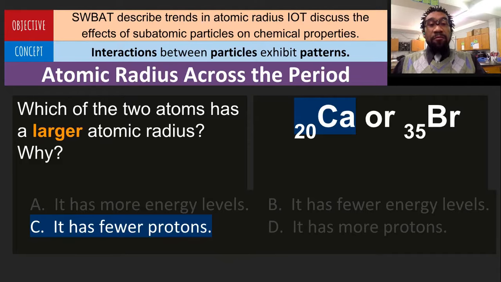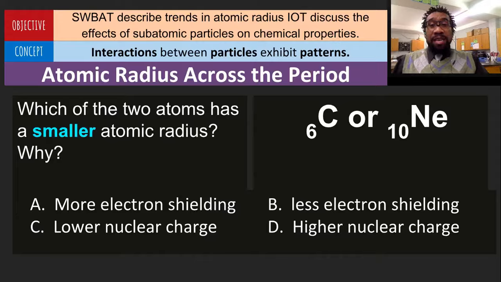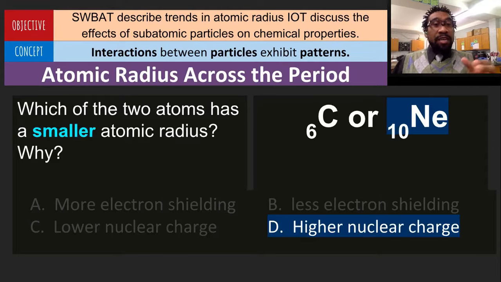Let's try another one. Which of these two atoms has a smaller atomic radius, carbon or neon? You decide. If it were me, I would pick neon. Carbon and neon are on the same period on the periodic table. Why would neon be smaller than carbon? In order for neon to be smaller than carbon, it needs to have more protons, or a higher nuclear charge. Because there's a higher nuclear charge, it pulls on those electrons a lot more tightly than carbon, and that makes it smaller in size than carbon.